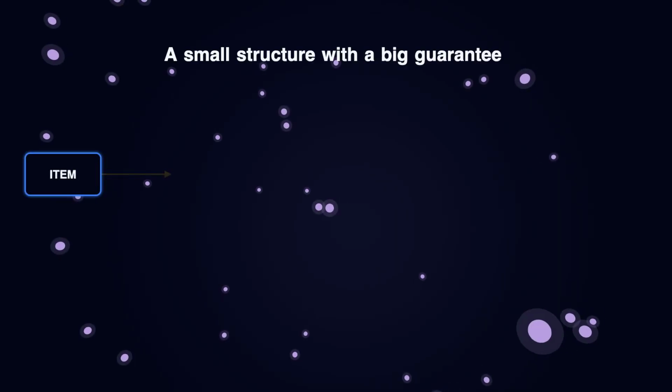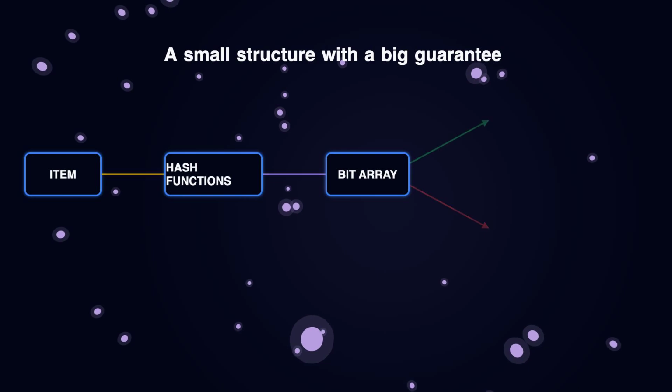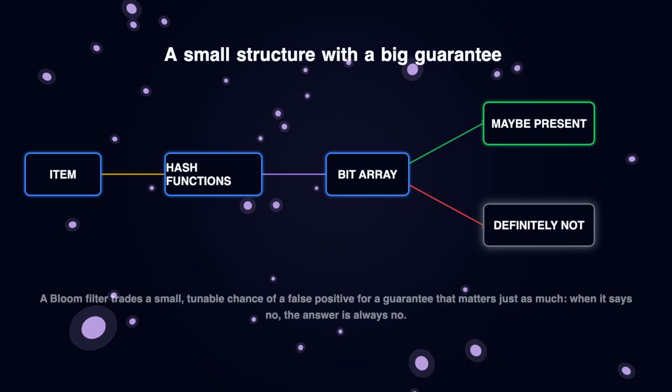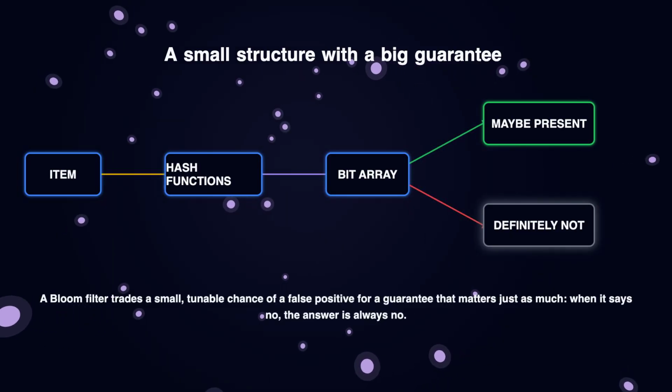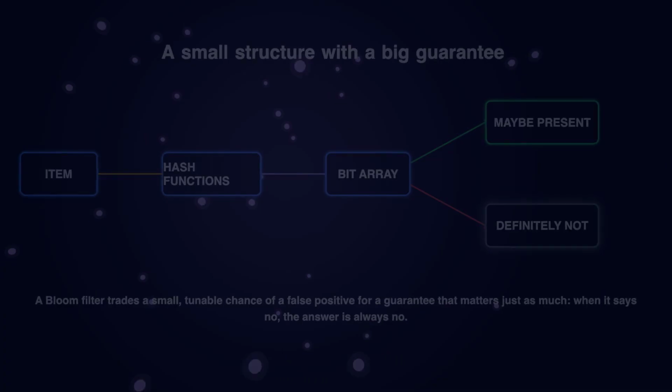A Bloom filter trades a small, tunable chance of a false positive for a guarantee that matters just as much. When it says no, the answer is always no. That one guarantee, cheap, compact, and never wrong in that direction, is enough to save real systems millions of expensive lookups every single day.